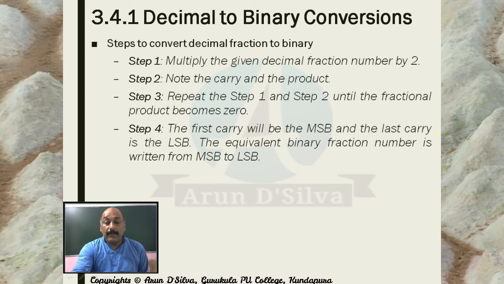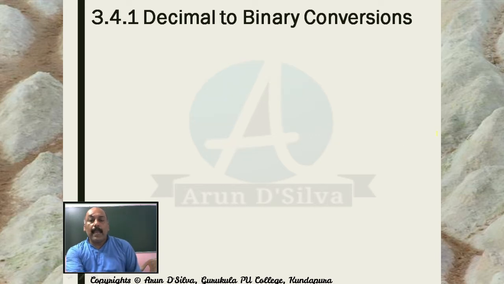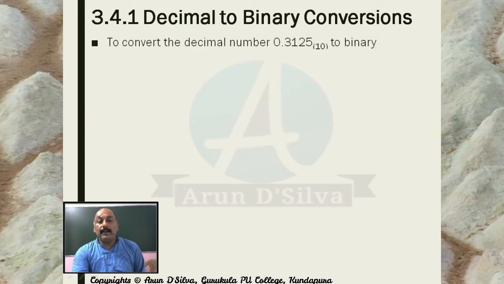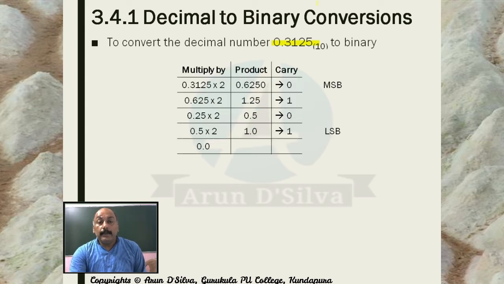So let me keep an example in front of you where I can make it more clear. I'll take this fraction number, 0.3125. Now I just want to convert it according to the procedure. What will I do? I'll take the fraction and multiply by 2. So I have taken the fraction number and multiplied by 2, and I got the product. What is the carry? 0.